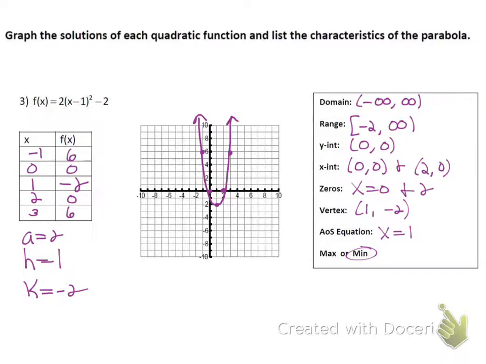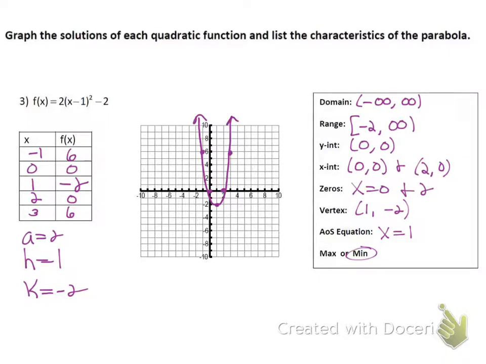Now, one thing to point out about this graph before we move on. You may notice that this graph looks a little bit skinnier than the other two graphs that we've completed. That's because of this A value. And again, you'll learn more about that when you get over to AAT, but I just wanted to point out that yes, this graph is skinnier because of that A value.